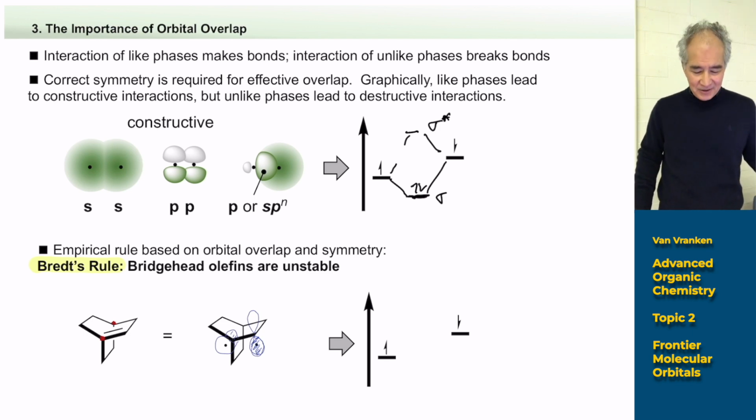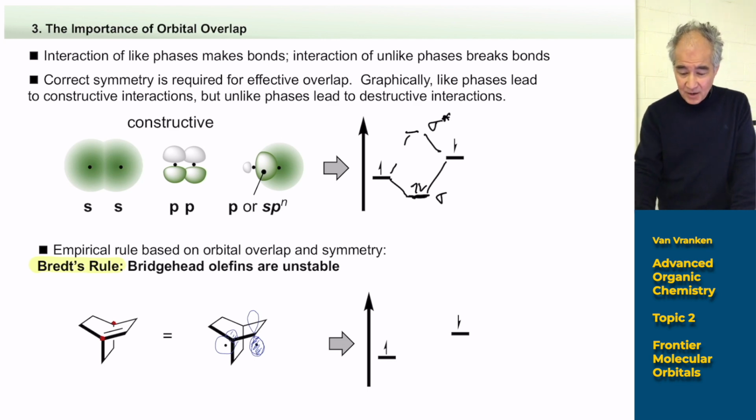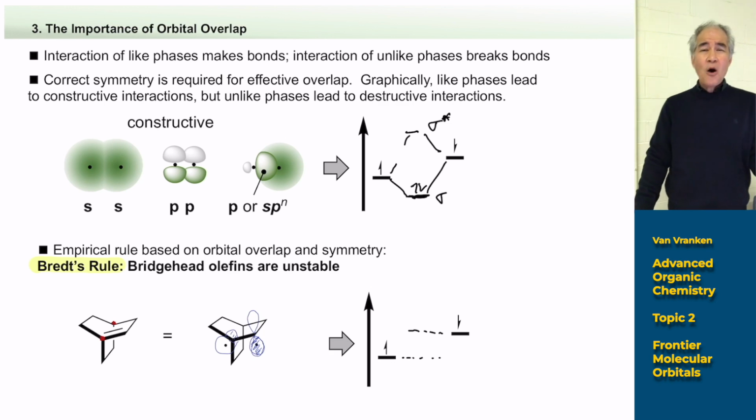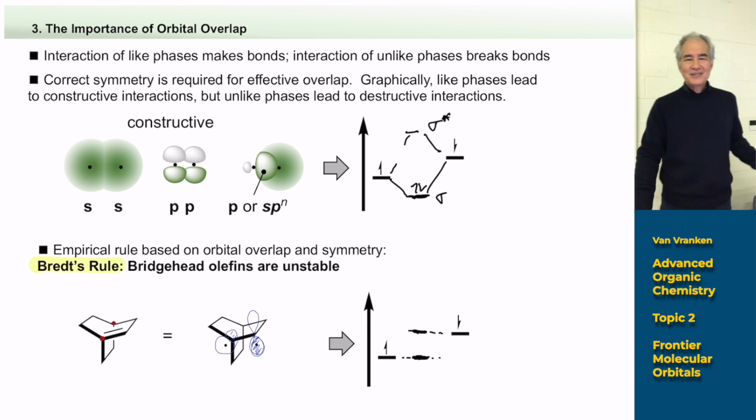You cannot interact those two p orbitals. The two p orbitals might start off with the same energy, but this is a case where you would end up with no interaction. There's no net overlap between those two, and there would be zero interaction energy. If there's no overlap, the interaction energy is zero. And so you wouldn't really end up with two new orbitals. You would just end up with electrons that are still single unpaired electrons. This bridgehead olefin, if you drew it like that, would actually behave as a diradical. It would just behave as a radical.